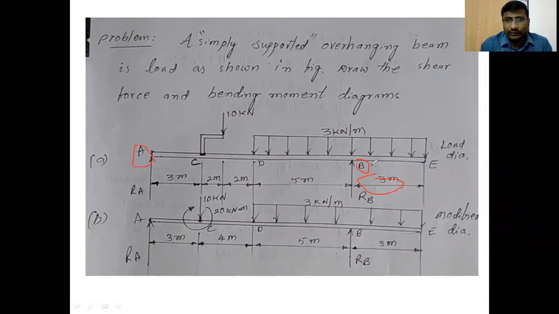This is a rectangular load, also called the UDL, uniformly distributed load. The intensity of the load is 3 kilonewtons per meter, distributed over the length of 8 meters, from point D to E. The total beam length is 8 meters, and over the whole 8 meters the UDL is distributed.